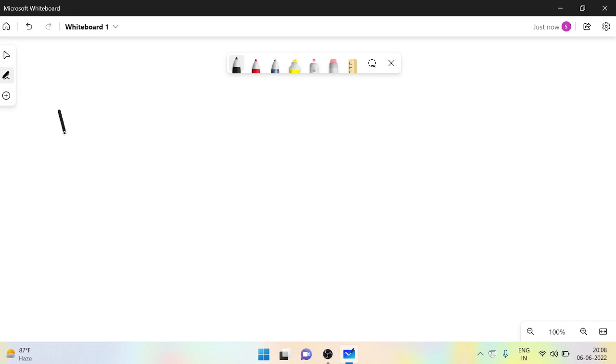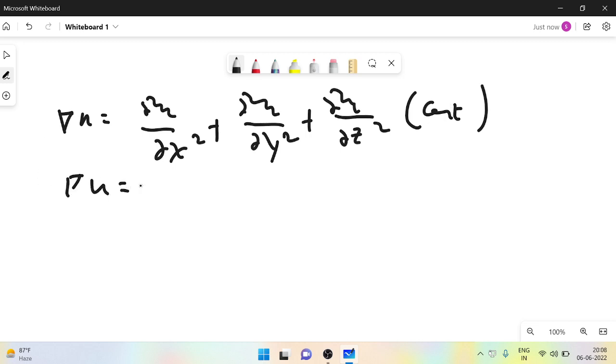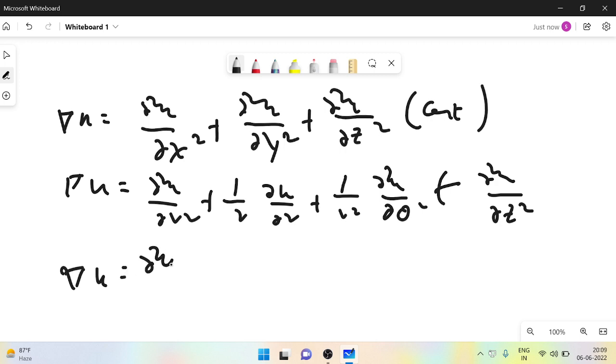I'll now state the Laplacian operator in some coordinate systems. In Cartesian coordinates, delta u is the second partial of u with respect to x squared plus the second partial with respect to y squared plus the second partial with respect to z squared. In polar coordinates, delta u is equal to the second partial of u with respect to r squared plus 1 over r times the partial of u with respect to r. This is an equation that I work with a lot. In cylindrical coordinates, we add the second partial of u with respect to z squared. And in spherical coordinates it is the following.